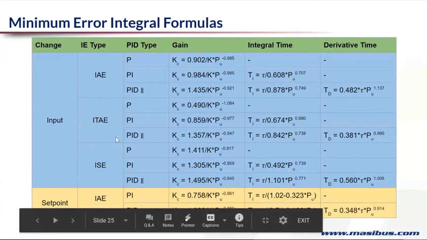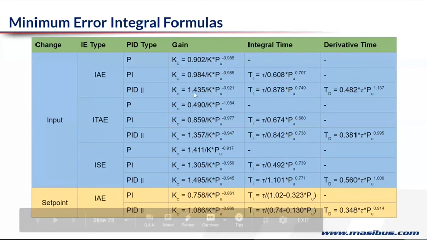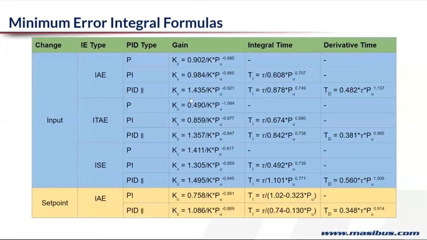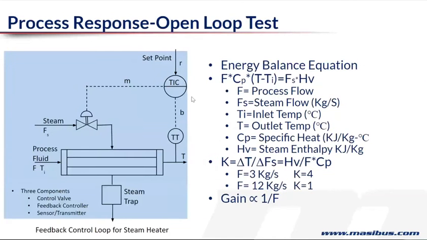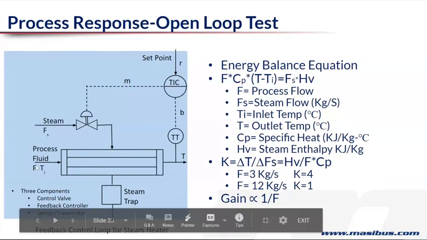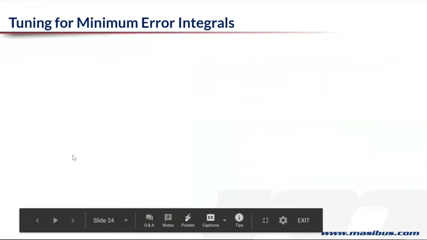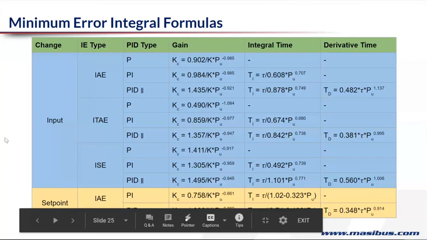And as I said, all these formulas are for when there is a disturbance in the process at the input side. So in that steam heater, when there is a disturbance in this flow, then you use all these formulas. But when you are causing a disturbance by way of change in set point, then you use this formula.